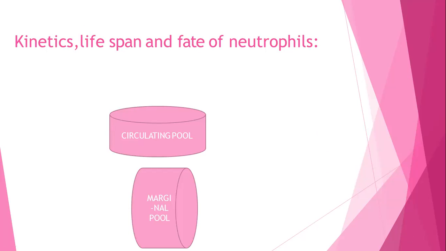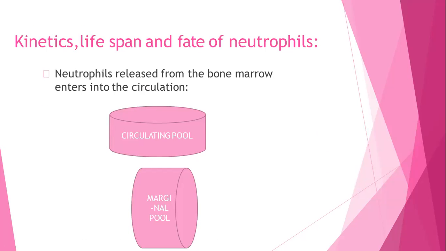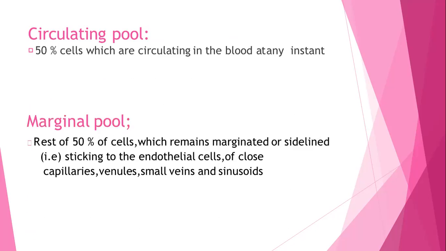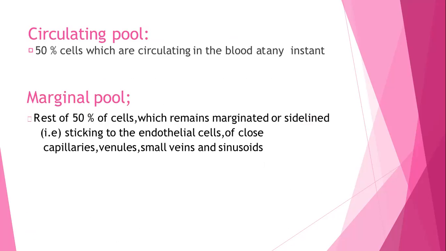Now, if you see the lifespan and fate of neutrophils, they are released from the bone marrow. They are formed there, and then they enter the circulation. There are two types of pools: the first is the circulating pool, and the second is the marginal pool. At any instant, 50%, half of the neutrophils, will be in circulation. The remaining half will be in the marginal pool.